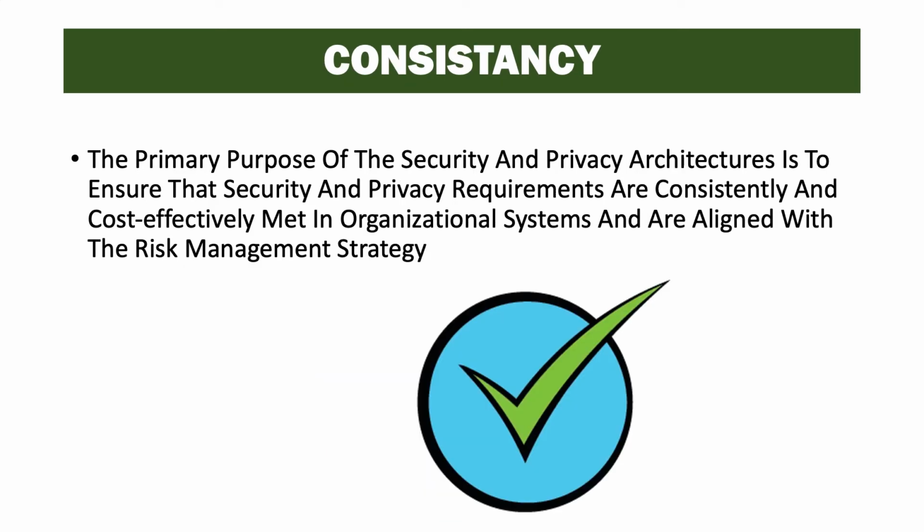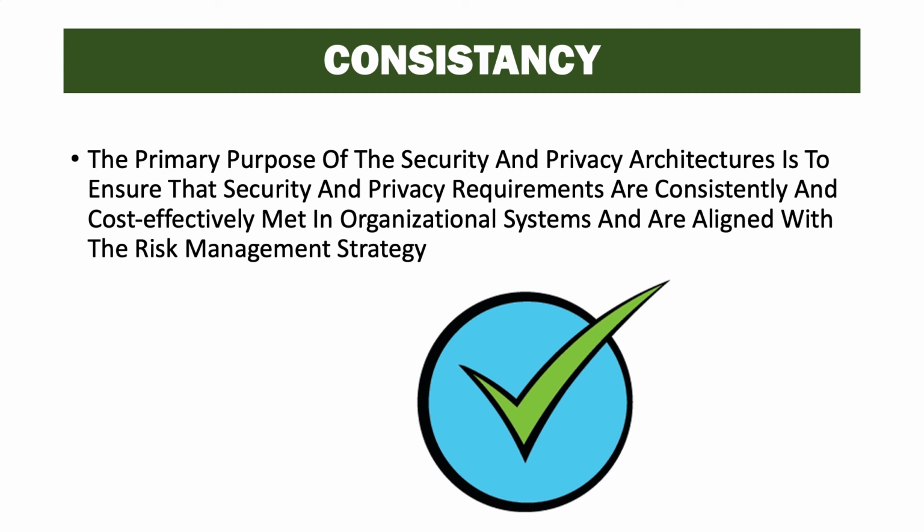The primary purpose of the security and privacy architecture is to ensure that the security and privacy requirements are consistently and cost-effectively met in an organizational system and are aligned with the risk management strategy. So we want to be consistent. We don't want to have system A that has strong privacy and security controls and strong implementation of requirements, and then right next to it another system that has a low implementation of the controls and requirements, so that potentially an attacker could attack the lower protected system and then gain access to the higher protected system. We want consistency in the way we integrate these systems.